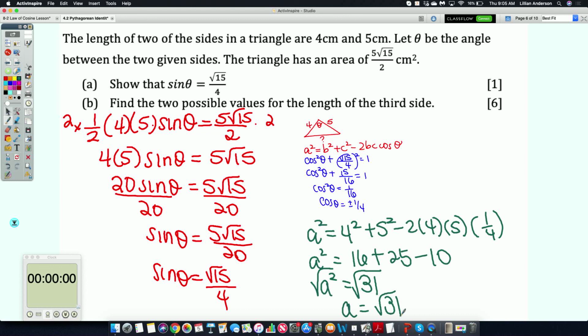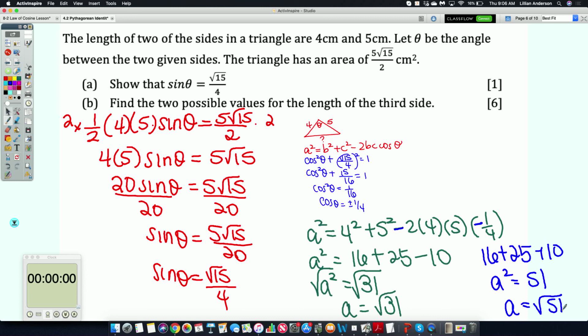It wouldn't be negative square root of 31 because what does a represent? Side lengths can't be negative, right? So that's one of your answers. The other one would be if I were to plug in a negative 1/4. The only difference, instead of it being 16 plus 25 minus 10, it would be 16 plus 25 plus 10, because the negative and the negative would make a positive. So that would give me 41 plus 10, which is 51. So a squared is equal to 51. So then a would be the square root of 51.